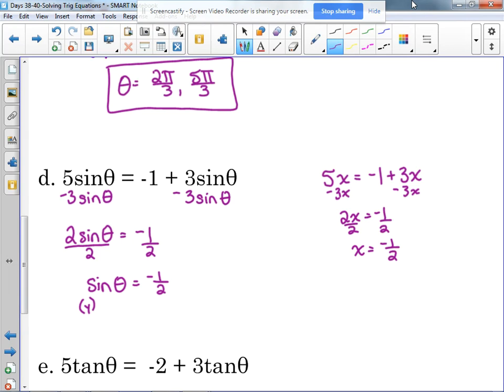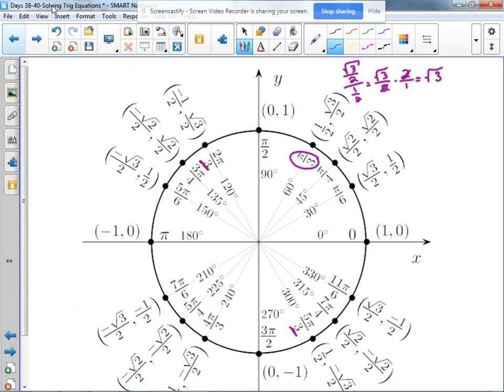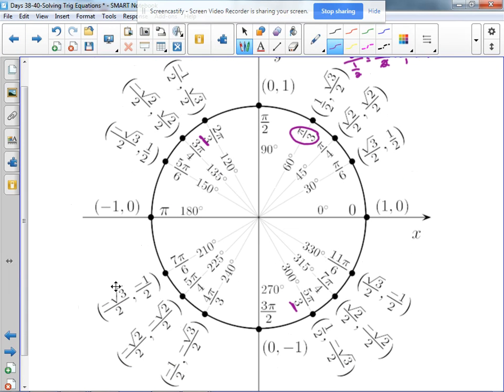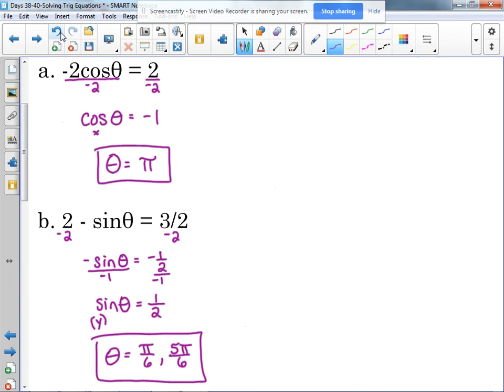So sine is our y-coordinate. We go to the unit circle. We want a y-coordinate of -1/2. That only occurs in the third and the fourth quadrants at 7 pi over 6 and 11 pi over 6.